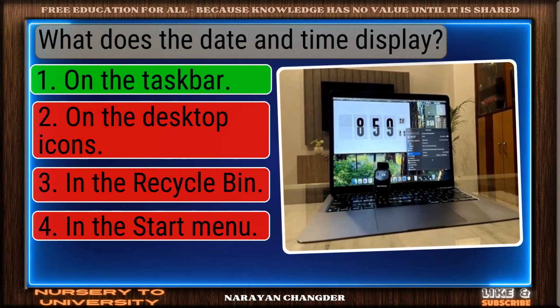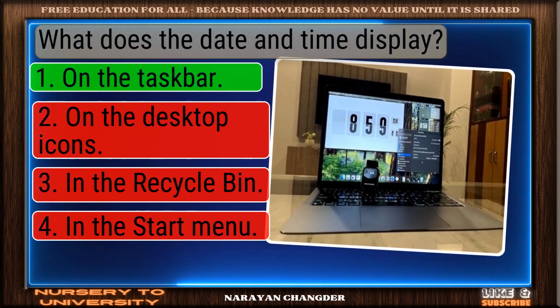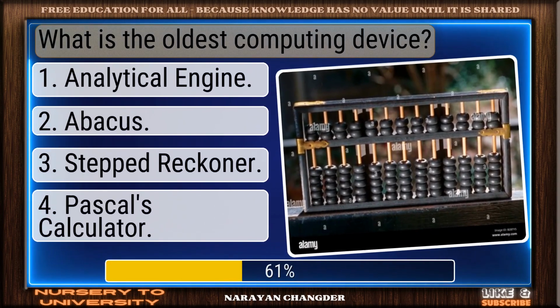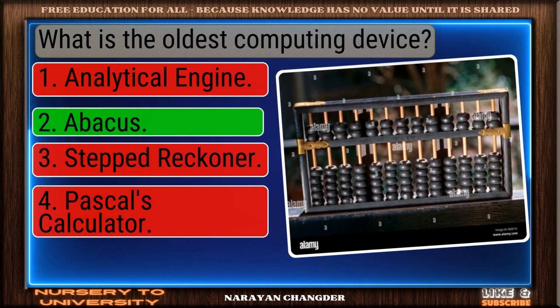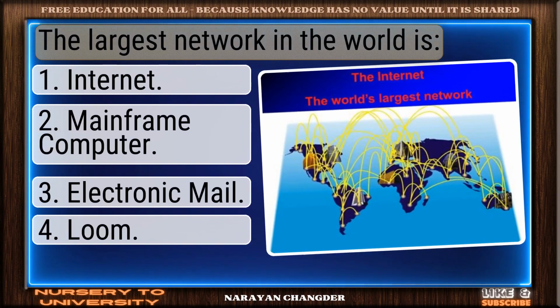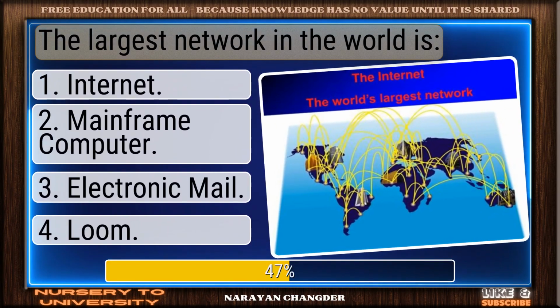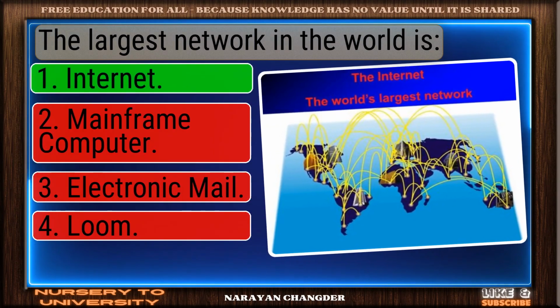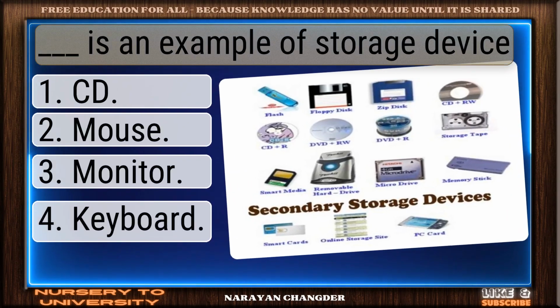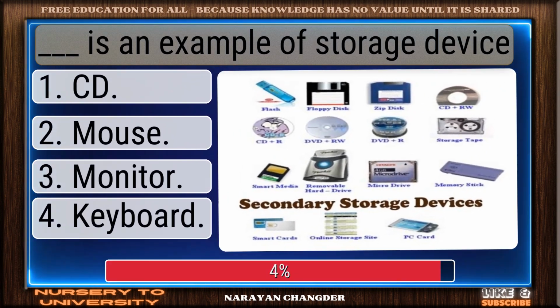Correct. On the taskbar is spot on. What is the oldest computing device? Perfect. Abacus is the one. The largest network in the world is. Correct response. Internet is accurate. Dash is an example of storage device.